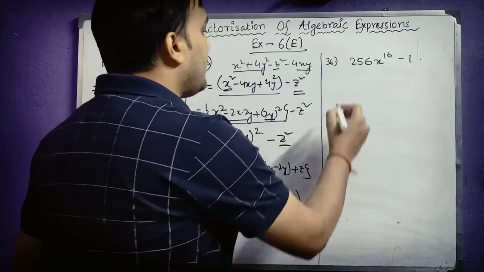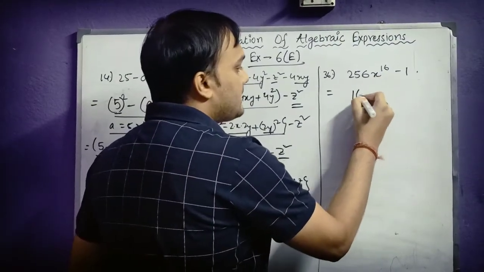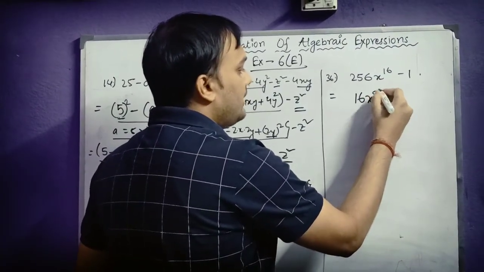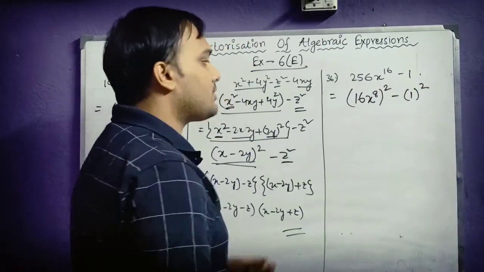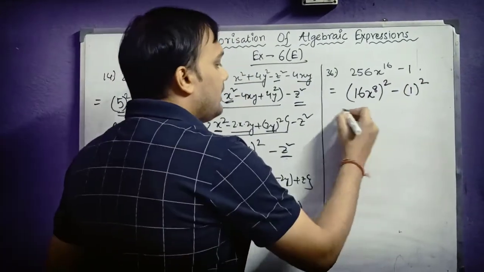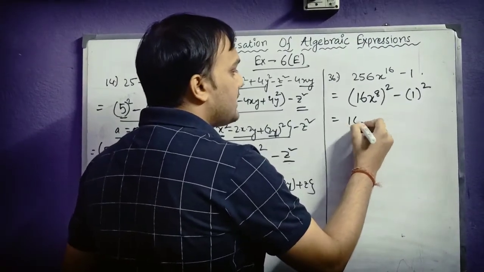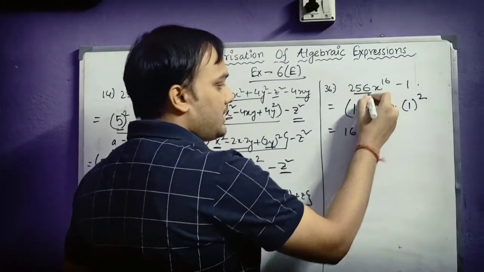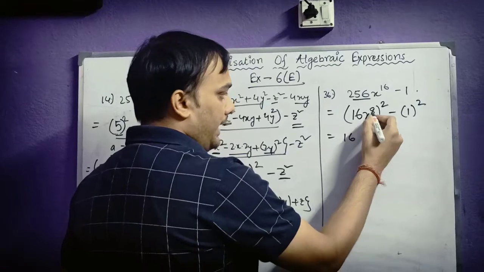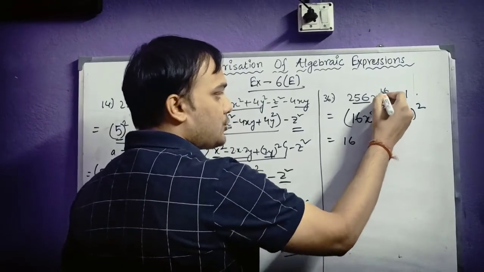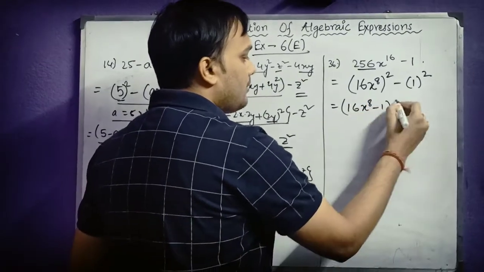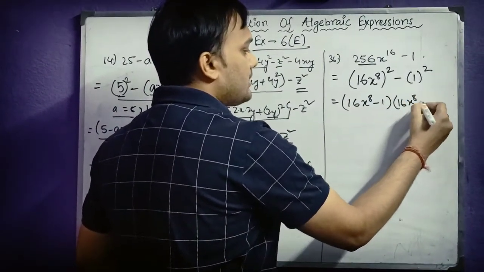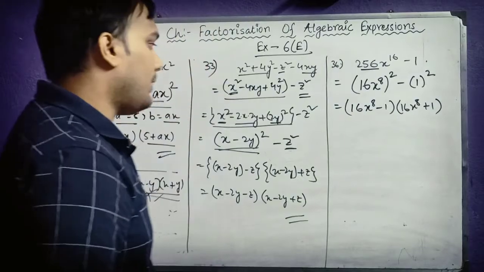So what we will do here, we can express this as 16x to the power 8 whole square minus 1 square. And then if I apply the formula, it will be 16, because 16 square is 256. That is why I have written here like this. And x to the power 8 whole square is x to the power 16. So it will be 16x to the power 8 minus 1 into 16x to the power 8 plus 1.